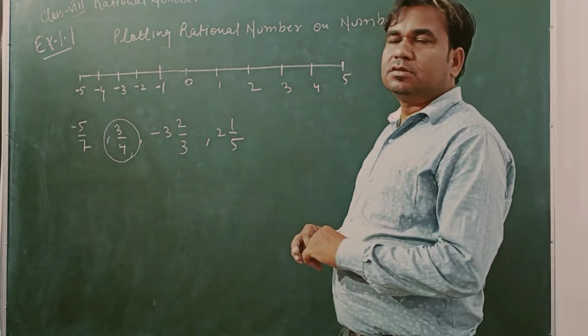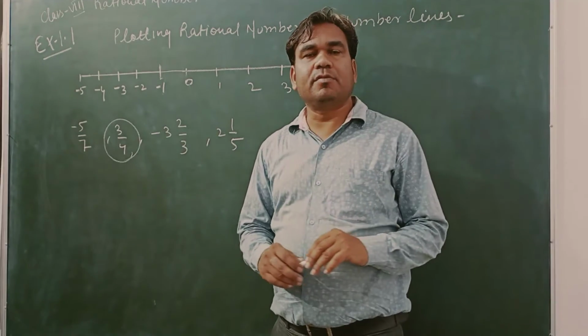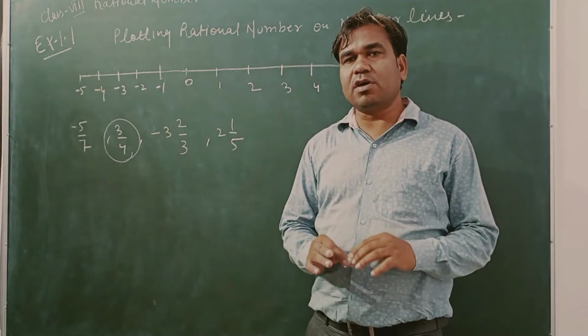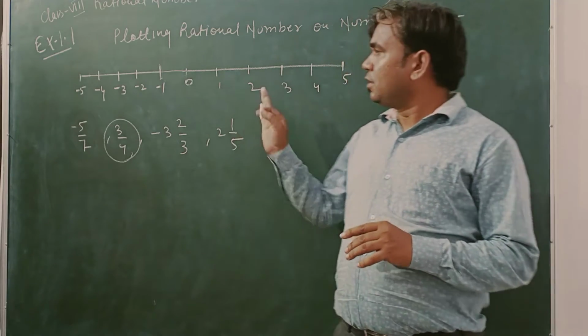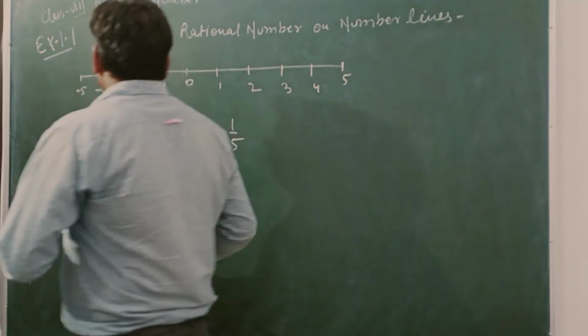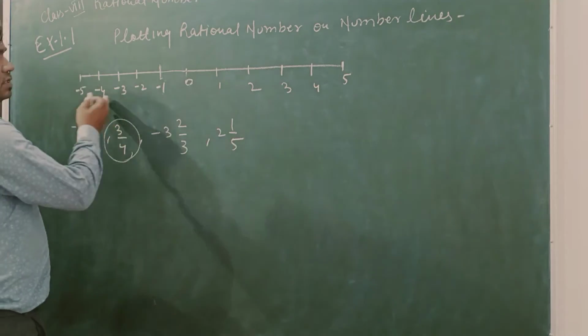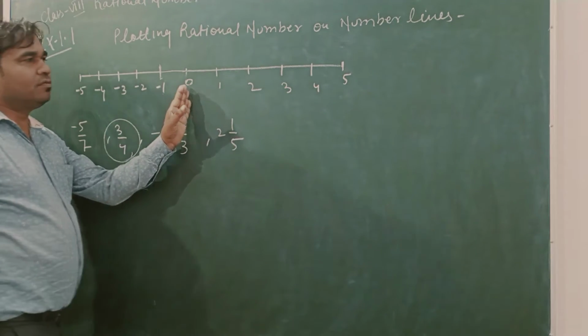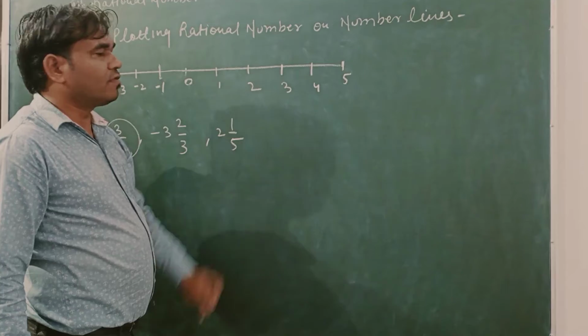Hello students, in class 8 rational numbers, the first topic is exercise 1.1. Here we discuss how to plot a rational number on the number line. So here you see we draw a number line this way. This is called the number line, and from 0 we move forward, to the right-hand side.